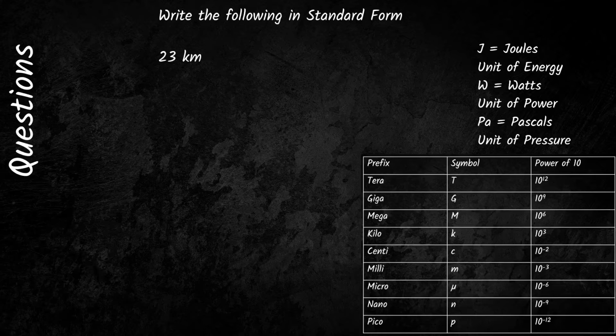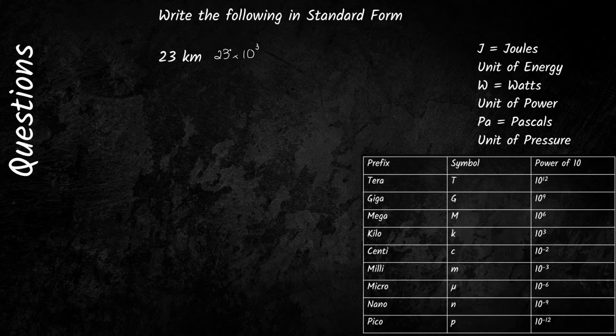So you have 23 kilometers. Now, kilo, we know, means 10 raised power 3. So if you have 10 raised power 3 over here, this becomes 23, and the kilo becomes 10 raised power 3. So your quantity is now 23 times 10 raised power 3.